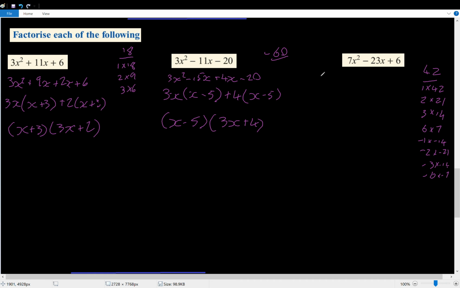So when we rewrite that, we're going to get 7x squared minus 21x minus 2x plus 6. And we factorize that, and we get 7x times x minus 3 minus 2 times x minus 3, like that. And then we put them together, we're going to get x minus 3 times 7x minus 2. So that is how you factorize a quadratic expression using the guide number method.